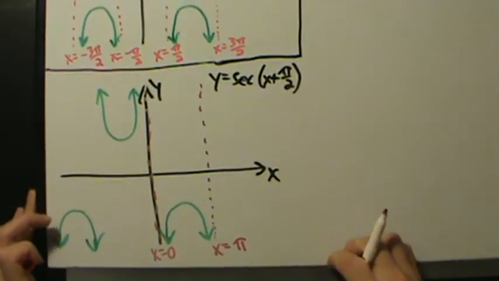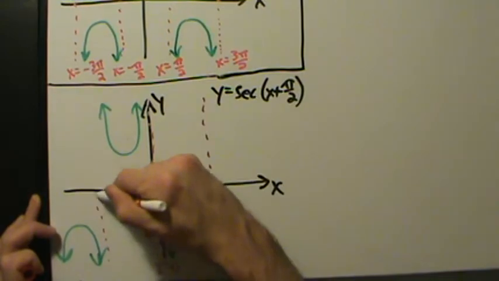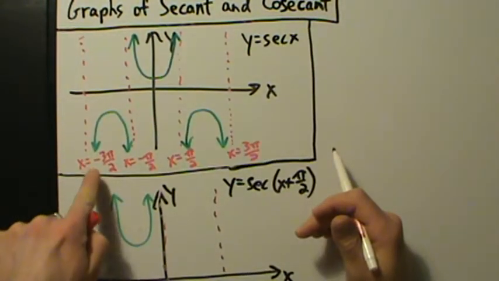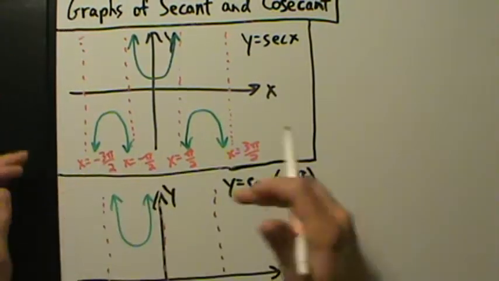Now how about over here? What's this asymptote right here? Well, we took everything and shifted it to the left, so actually x equals negative 3 pi over 2 got shifted kind of off the graph.